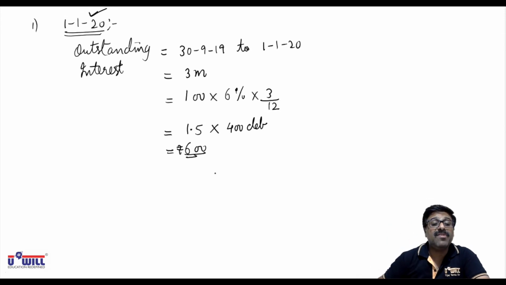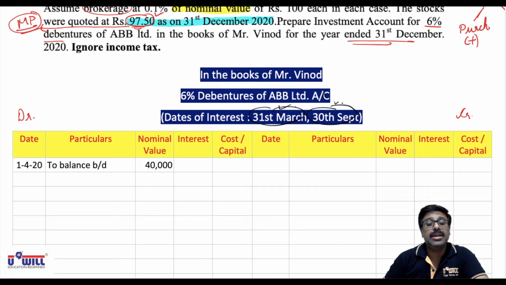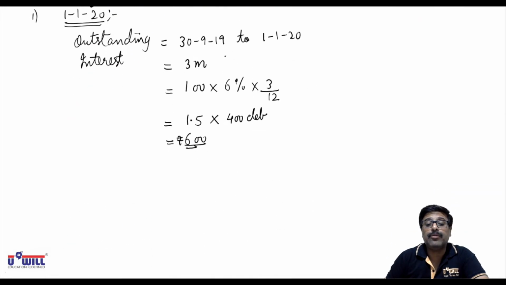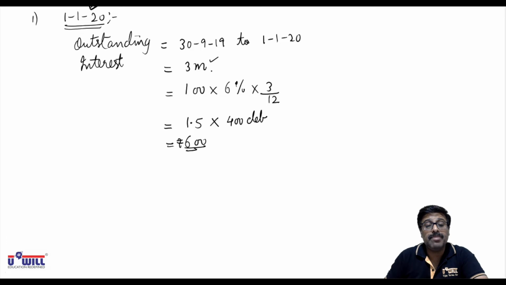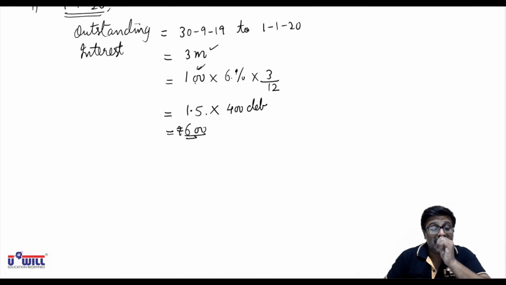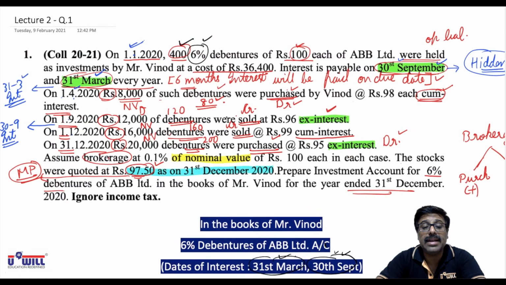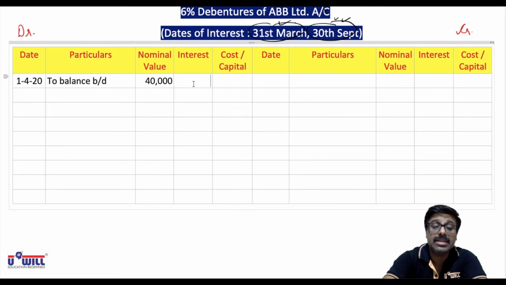Okay. Before 1st January, what due date of interest will fall? 30th September or 31st March? 30th September. So 30th September to 1st January, 3 months interest is outstanding. First, you always count all the interests on 100 rupees, same pattern, face value. So 100 into 6% interest is there in the investments we have made, into 3 months interest, 3 by 12, 1.5. In opening balance, there are 400 debentures. So what would be outstanding interest? 1.5 into 400, 600. In outstanding interest column, all of you write down interest column 600.